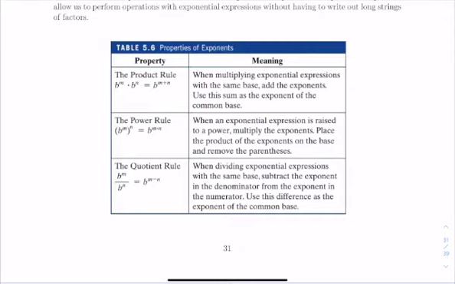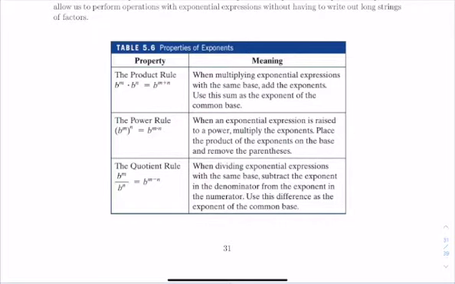When an exponential expression is raised to a power, then we multiply the exponents. This is the power rule. You'll place the product of the exponents on the base and remove the parentheses. So if you have an exponent raised to an exponent, you multiply them.